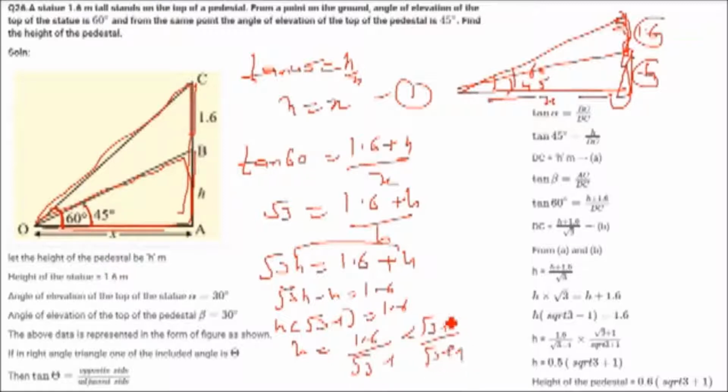Now multiply numerator and denominator by root 3 plus 1, because we don't want to have root in the denominator. So this is going to be 1.6 root 3 plus 1 in the numerator, and root 3 whole square minus 1 square, a plus b, a minus b. So root 3 whole square is 3, 3 minus 1 is 2. So 1.6 divided by 2 is 0.8. So 0.8 root 3 plus 1, this is the answer.